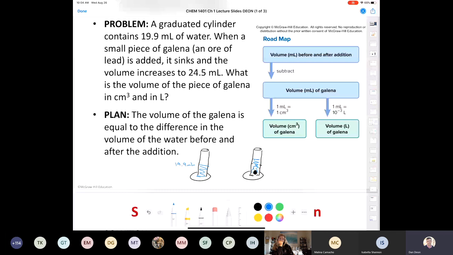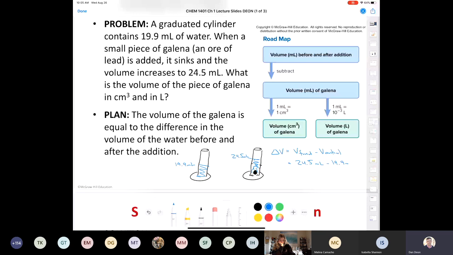Well, it shouldn't be that much of a stretch to tell you that the change in volume, I'm going to use the triangle to represent delta, which is the Greek symbol for uppercase D, and we just use that to represent change. The difference in volume is going to equal the final volume minus the initial volume, right? So that's going to be equal to 24.5 milliliters subtract 19.9 milliliters. Oh, jeepers, where's my calculator?